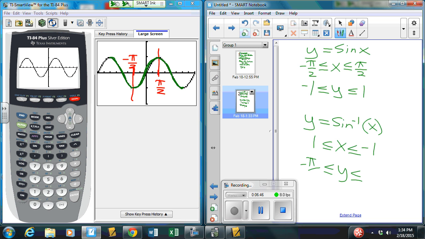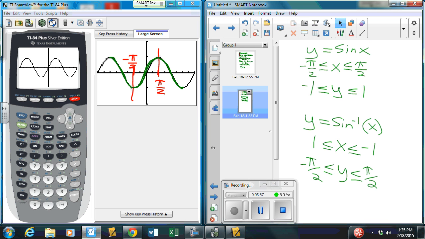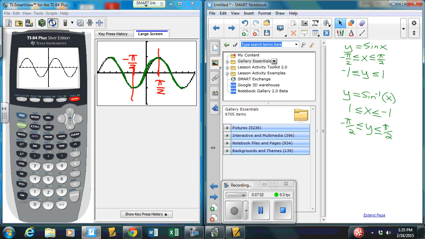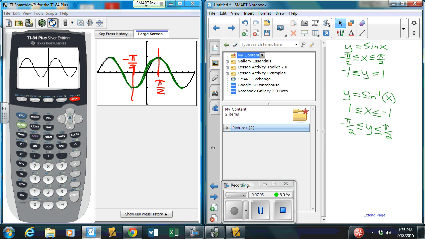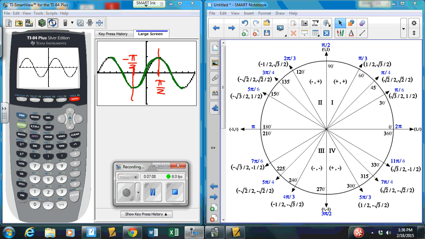Negative pi halves and positive pi halves. Now, I want to look at a unit circle, and since we have some people that are not here, I need to show the unit circle on the board. Those of you who are close to the board can use the unit circle here on the whiteboard. Otherwise, this poster probably shows a little bit better. Okay, so here we have a unit circle.